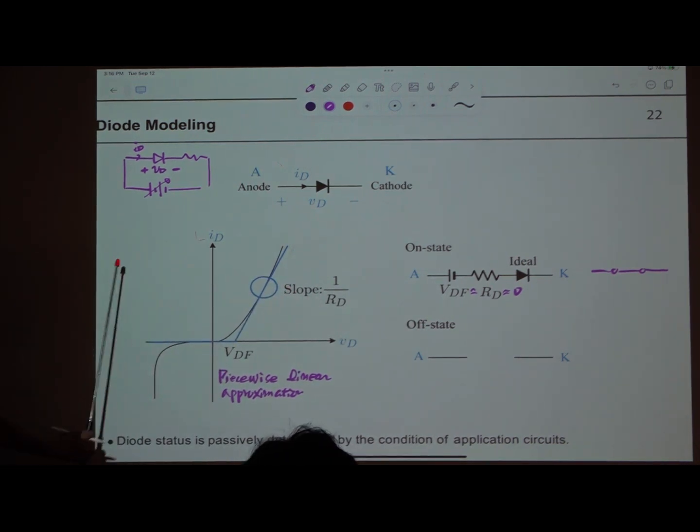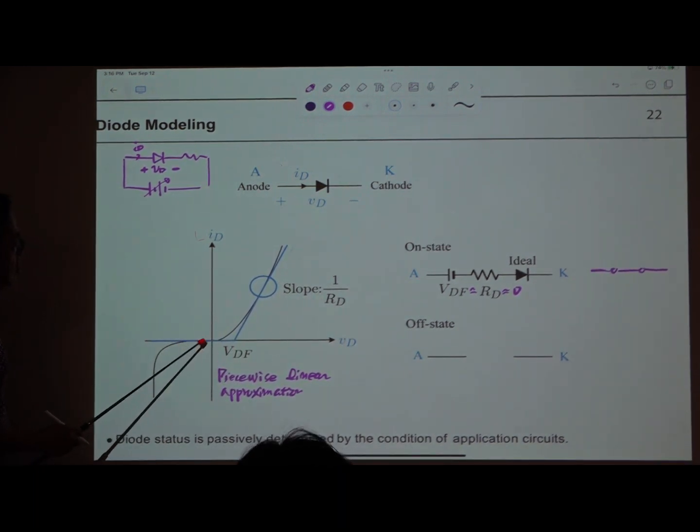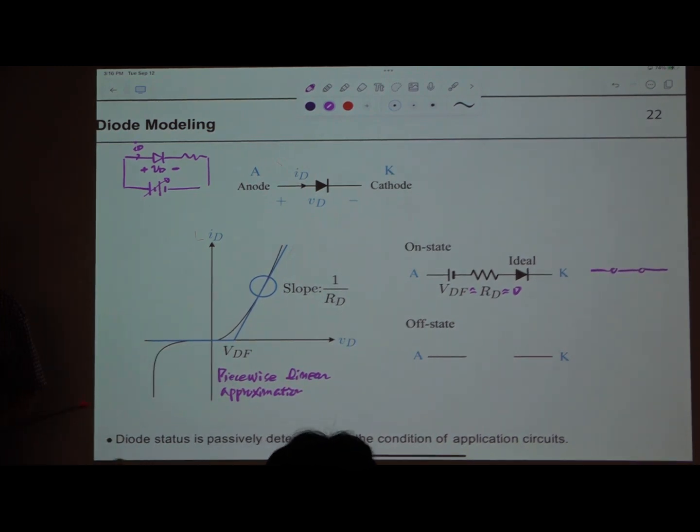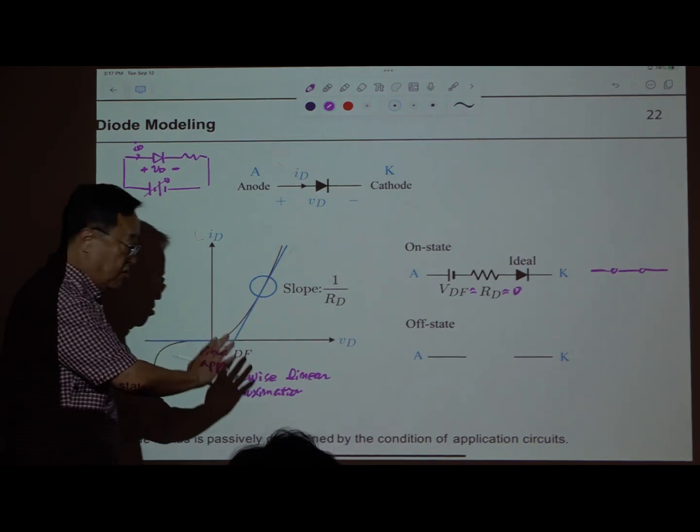Okay, so this is the status of this diode when turned on, and when turned off, this operational area, not this one. This is the breakdown region here, so there is no current at all. So it looks like an open circuit. So when the diode is turned on, it becomes a short circuit, and when turned off, it becomes an open circuit, and the values VDF and RD are assumed 0 for the ideal discussions.